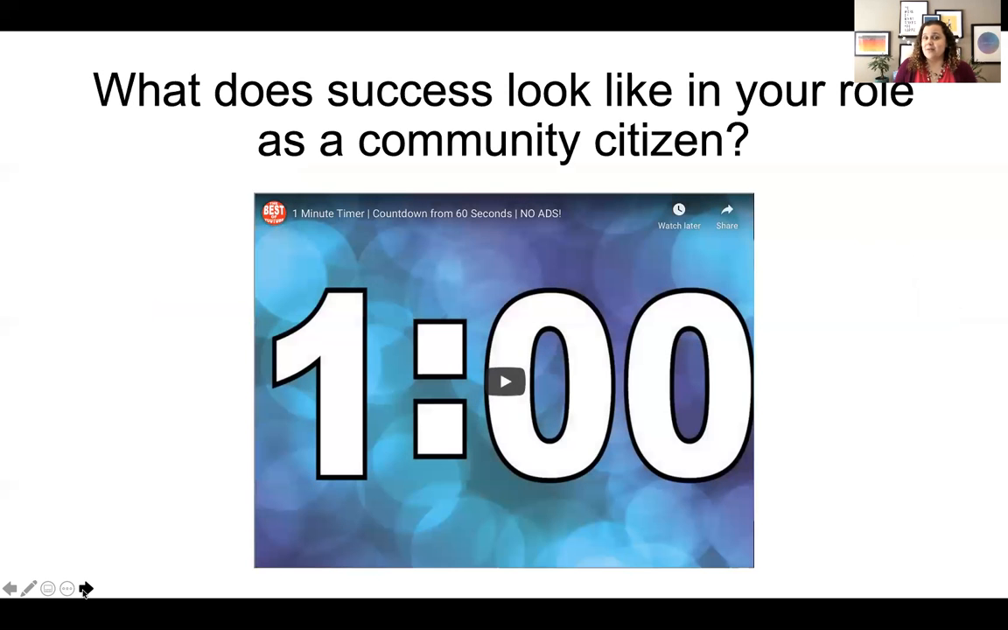So I'm going to give you another minute to sort of write down on a piece of paper or in a notebook what success would look like in your role as a community citizen. If it looked exactly the way that you wanted it to, how would that look and how would that feel? So once again, you've got a minute.